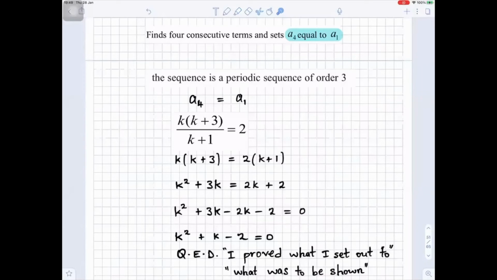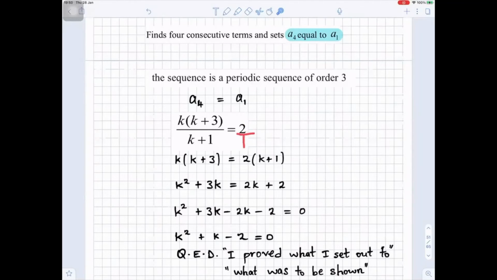So you find four consecutive terms and set a4 equal to a1. Why? The sequence is a periodic sequence of order 3. That means after 1, 2, 3, it repeats. 1, 2, 3, it repeats. So that means a4 is equal to a1. So a4 is k bracket (k plus 3) over (k plus 1) equals 2. You want to solve it for k.